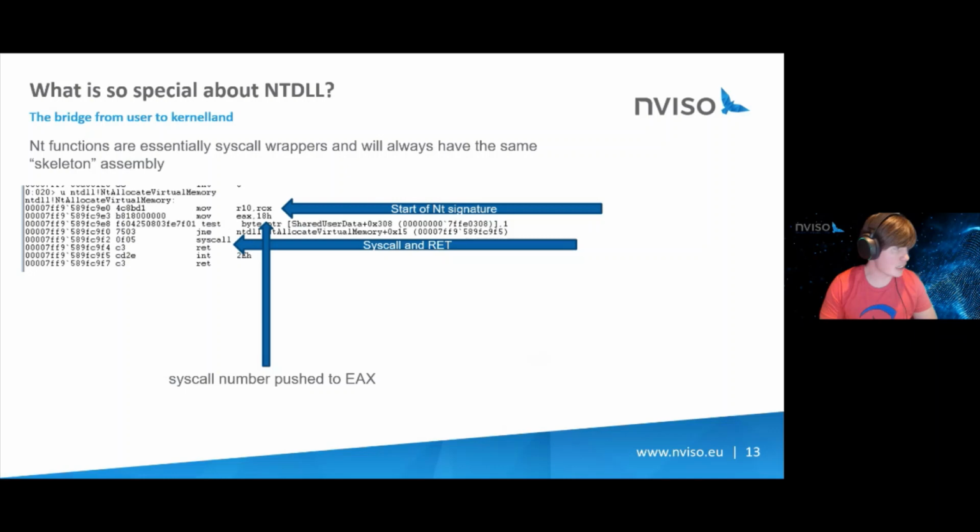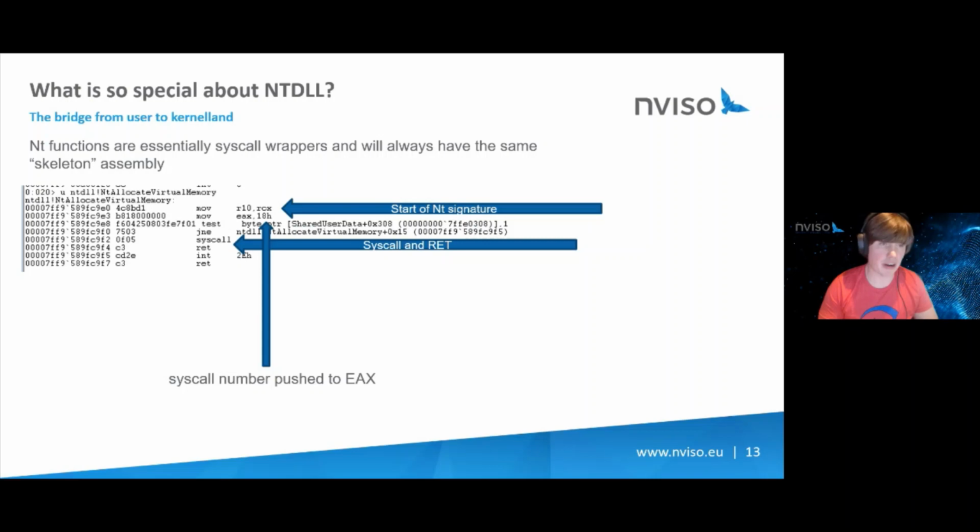So here you can clearly see the move instruction from R10 to RCX, and the push of a syscall number into the EAX register. This is something that is being done for every NT function. So every NT function will have this skeleton code, so to speak. The only difference is, of course, the syscall number itself. So in this case, NtAllocateVirtualMemory has the syscall number of 18H, which is 18 hex.